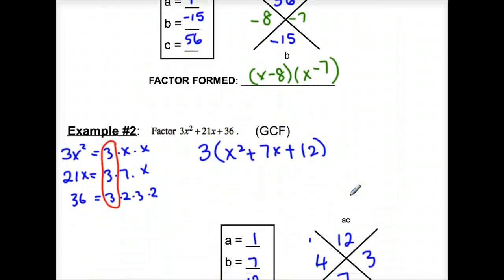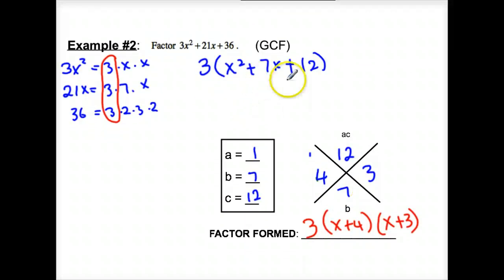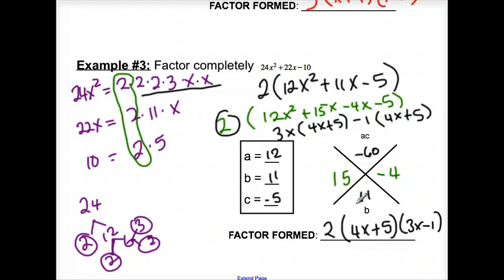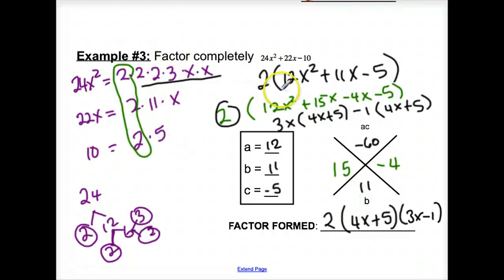So we reviewed when A is 1. We reviewed how to factor finding a GCF, and then my A is 1. And then the last one, which is a little bit more complicated, is I find my GCF, and this is when A is not equal to 1. What I do, I replace the middle term. So I would replace my 11 with the 15x minus 4x, which I found from there.